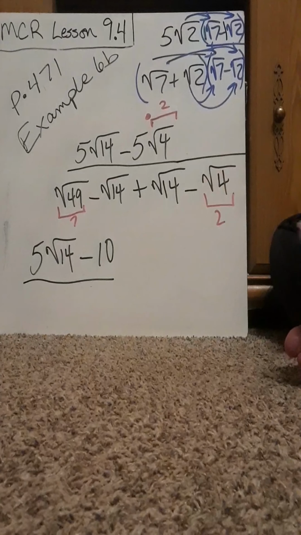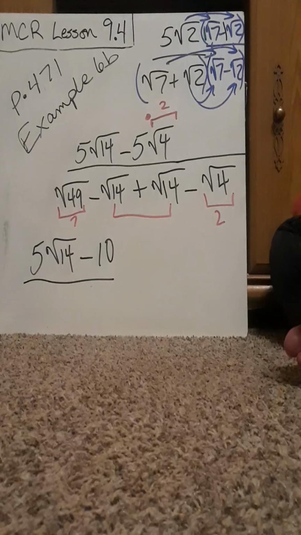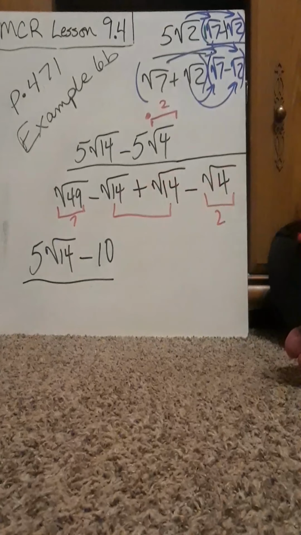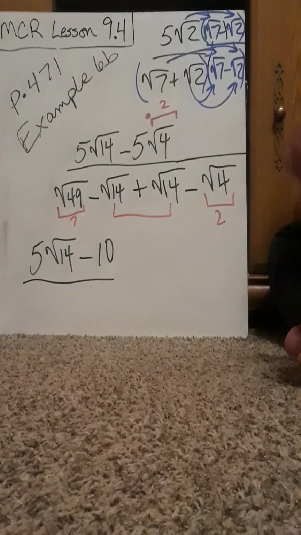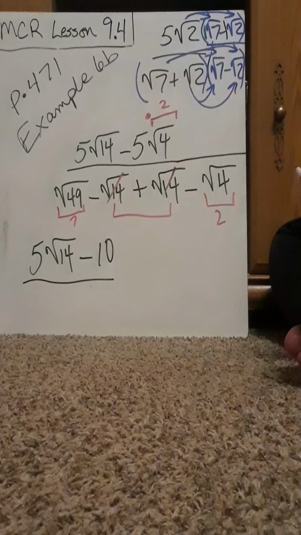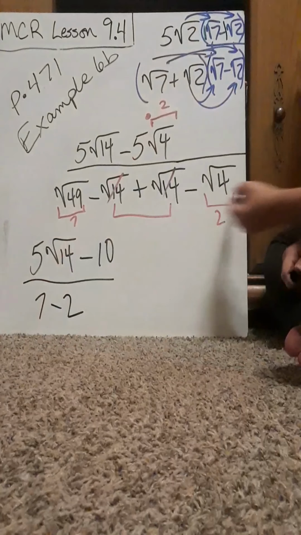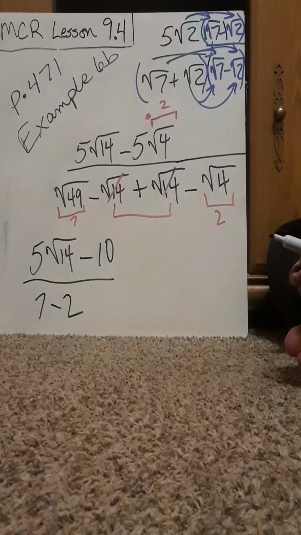And look at these two middle terms. I have a minus radical 14 and a plus radical 14. That's going to cancel out. Okay? Anytime you have a minus and a plus of the same thing, they cancel. So once again, because I'm multiplying by the conjugate, that radical in the middle cancels out and goes away. And you're left with just a 7 minus 2 on the bottom here. So that long, complicated thing is now just a 7 minus 2.